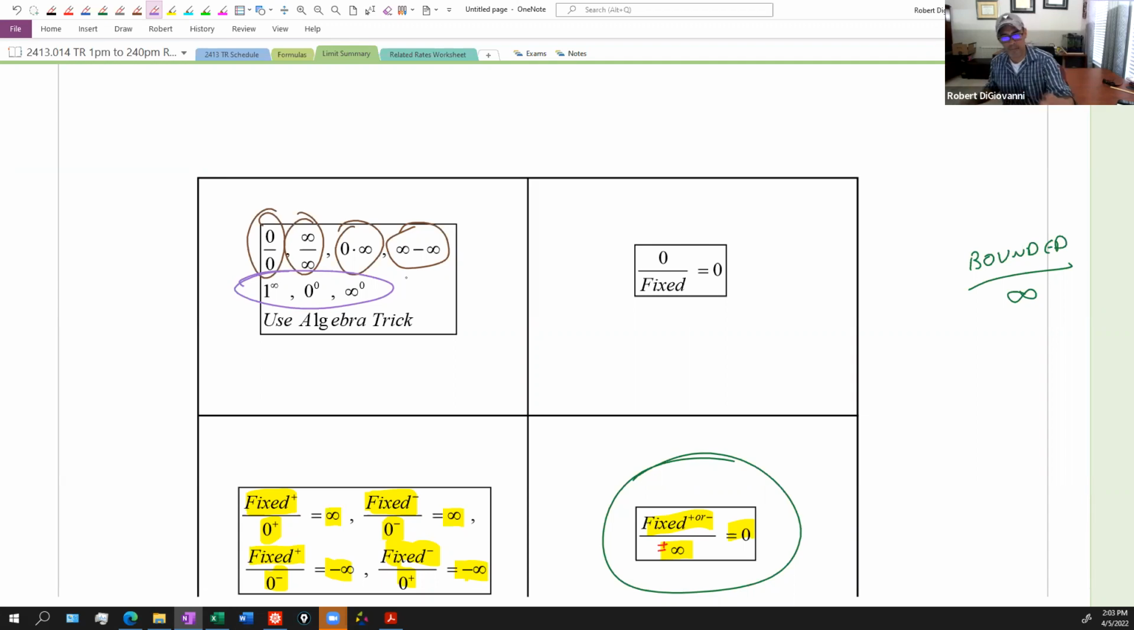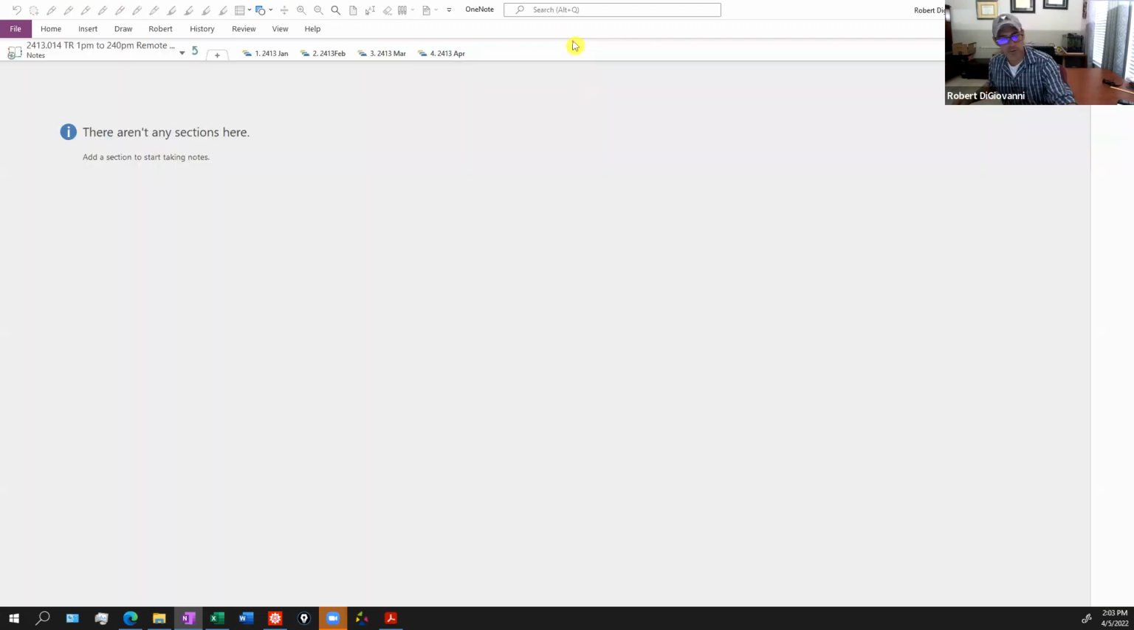Here we go. So what about something like this? The limit as x goes to 0 from the right of x raised to the x.